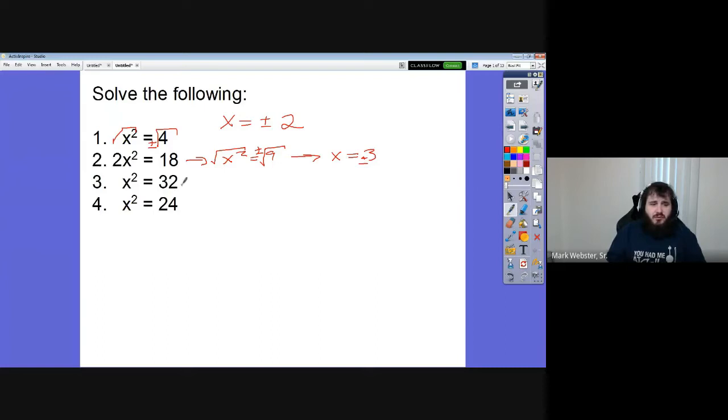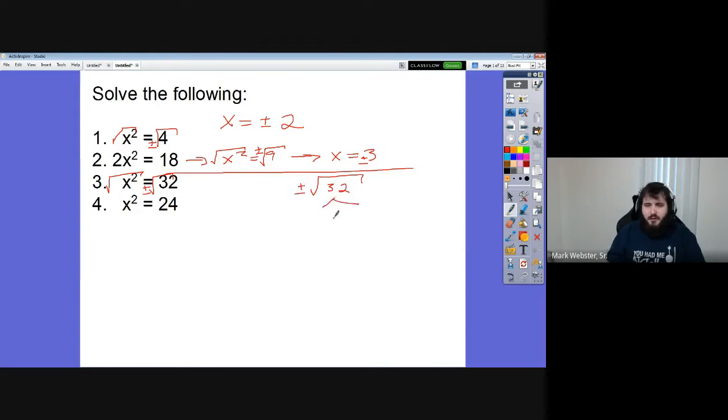All right, with these two, we got to be careful because we have to make sure that we simplify the radical. For number 3 and number 4, the numbers that we have are not perfect squares, right? So we have to deal with that. We've got 32 here. We're going to take the square root of both sides just like we're used to. Don't forget the plus or minus. But now we have to break down 32.